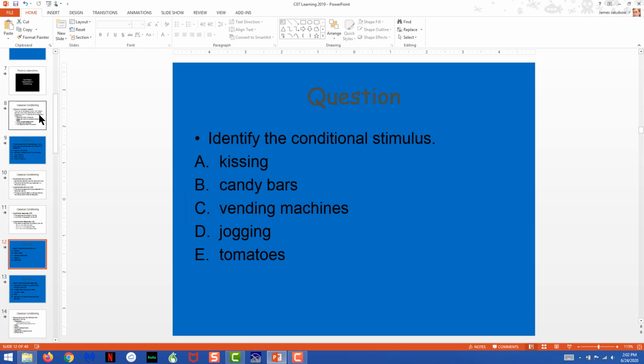And that answer is C, vending machines. The reason the answer is vending machines is because a conditional stimulus is always the first of two stimuli that occur in a pair. And as far as vending machines go, you always have to see a vending machine before you can acquire the object that's inside of it, right?